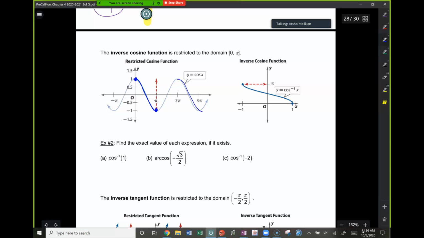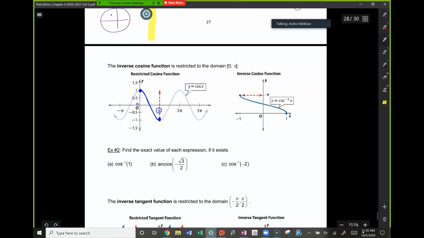I mean, I guess mathematicians could have done that, but that's so far away from the origin. We want to stay close to the origin. So in this case, this goes from 0 to pi. Okay? What you have to know is that for inverse cosine, we don't go from negative to positive pi over 2. We go from 0 to pi.